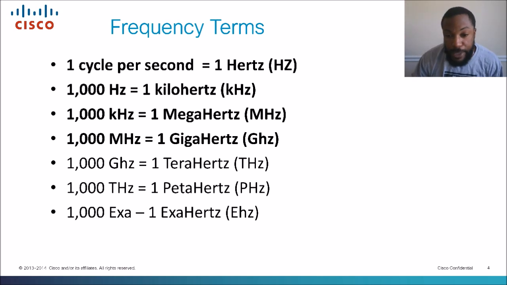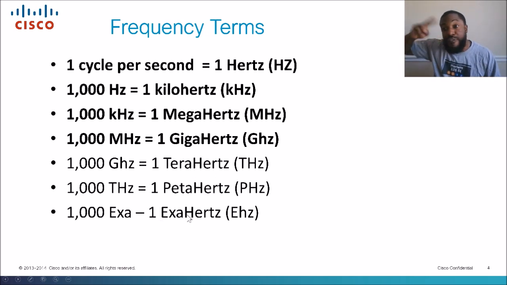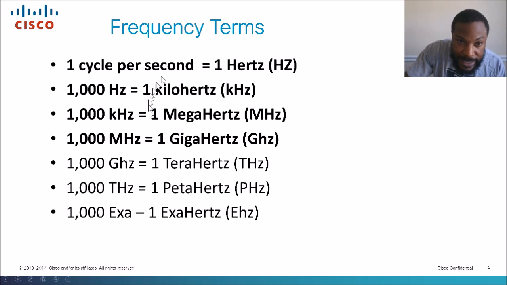Like, we're not studying all that. We came for Wi-Fi, right? Well, where does it fall in this scale? So we're not worried about terahertz, petahertz, x, all of that, right? That's how fast sound or electromagnetic radiation can travel. But we're not worried about all this right here. We're worried about what's here in the bold.